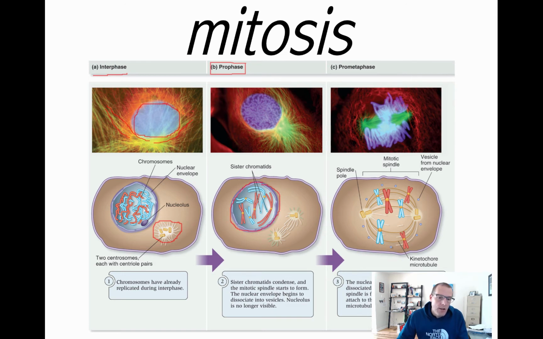And then if we look at the microscopy image at the top, you can still see our nucleus here that I'm outlining in red. You can start to see the chromosomes actually forming more discrete condensed structures.